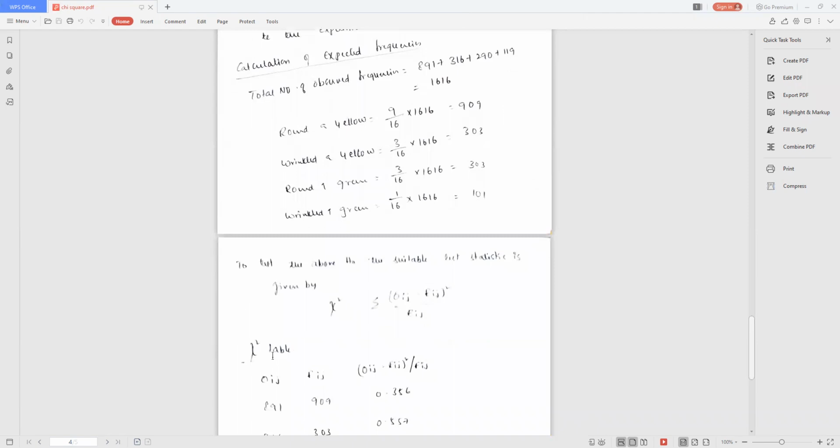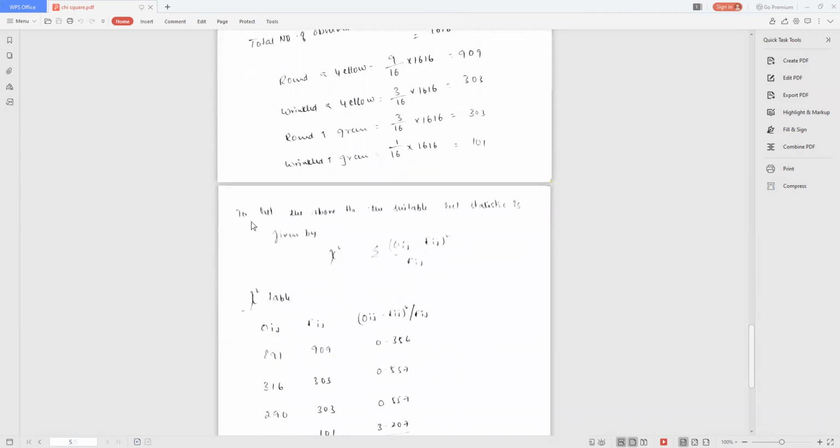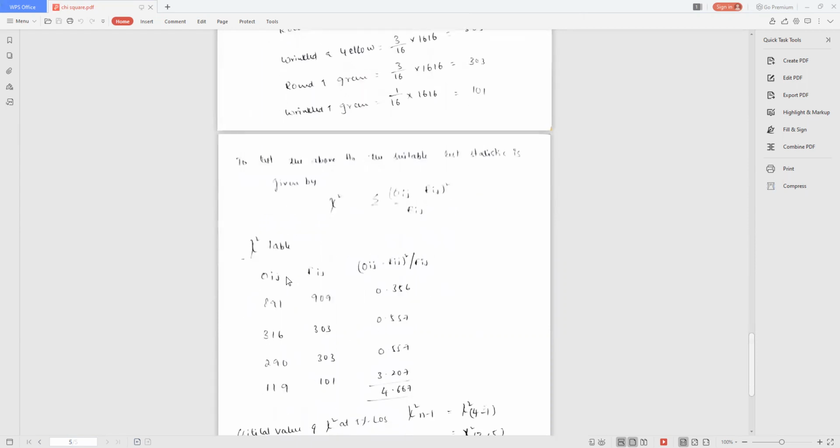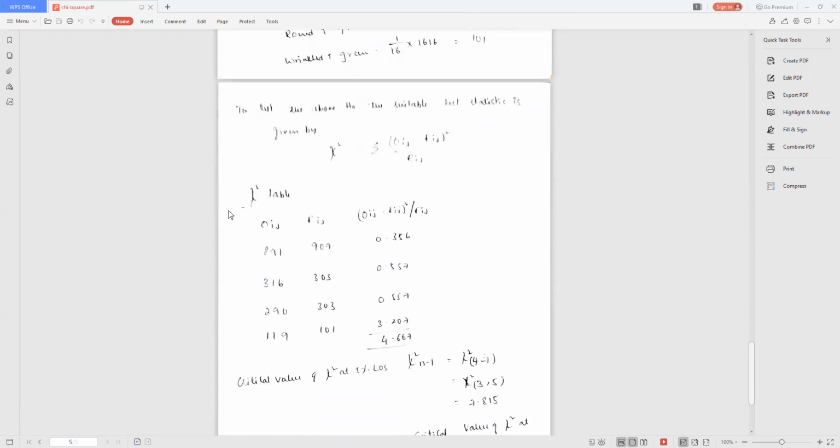And we have to make one chi-square table here. To test the above hypothesis, the suitable test statistic is given by chi-square equals summation of (Oij minus Eij) whole square divided by Eij. Clear? For this we make one chi-square table: Oij are the observed frequencies and Eij the expected frequencies we calculated. From these two we get (Oij minus Eij) whole square divided by Eij. If you add all these values, you will get the chi-square.